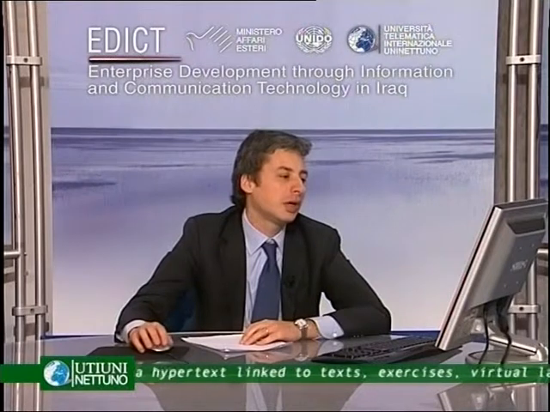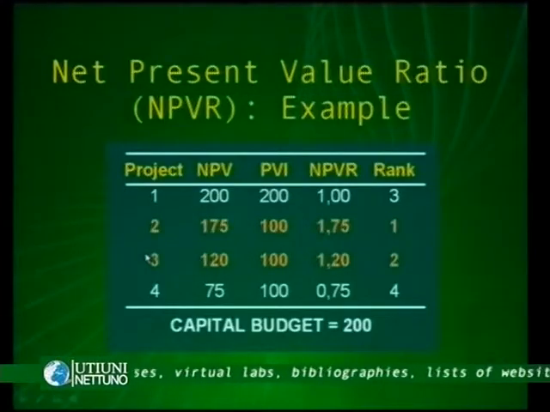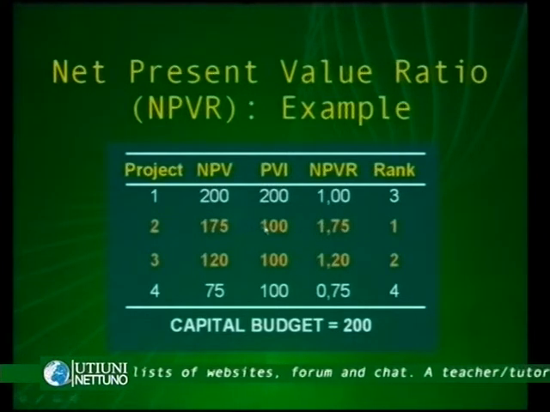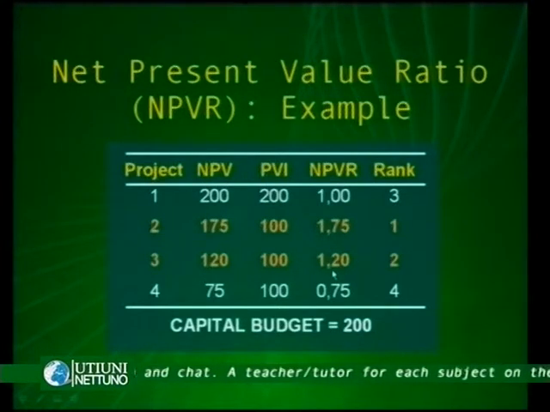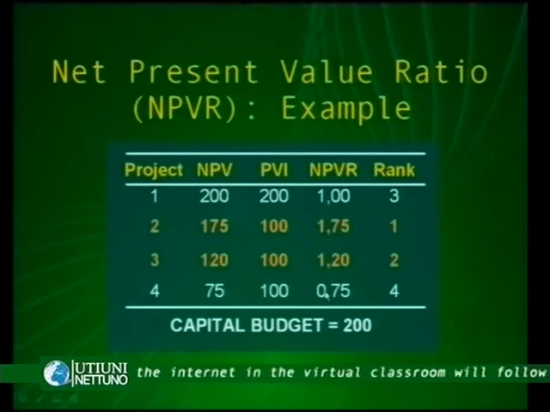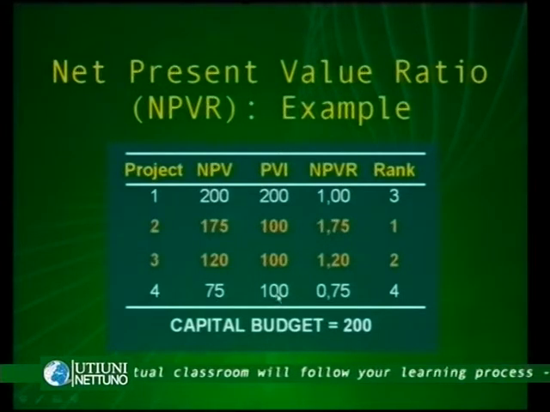So in the case of project 1, the net present value ratio is equal to 1 because you divide 200 by 200. In the case of project 2, the net present value ratio is equal to 1.75, being equal to the ratio between 175 and 100. In the case of project 3, the NPVR is equal to 1.20, the ratio between 120 and 100. And finally, project 4 has the lowest net present value ratio, equal to 0.75, that is given by the ratio between 75 and 100.